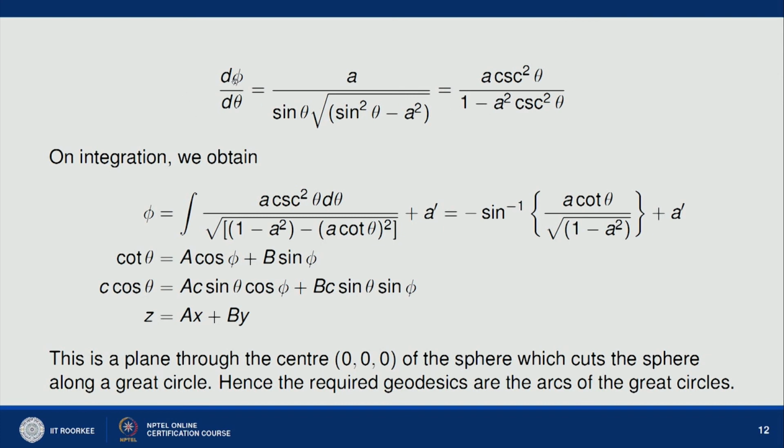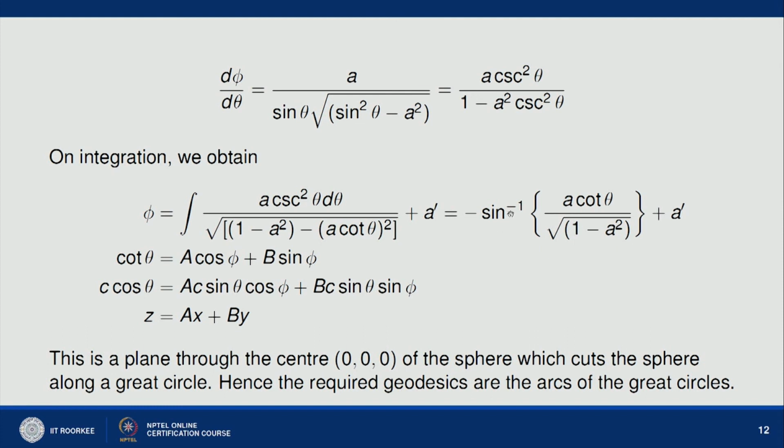So d phi equals a cosec square theta upon root of 1 minus a square cosec square theta d theta. When you integrate, you will get phi equal to the integral of this. To simplify, you can write cosec square theta as 1 plus cot square theta, and this is a simple integral, where you can take a cot theta as some variable, and you can simplify this integral as minus sin inverse of a cot theta upon root 1 minus a square, plus a dash, where a dash is the integration constant.